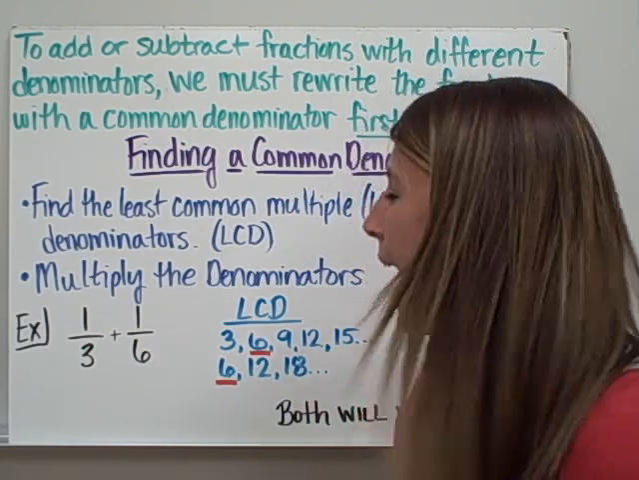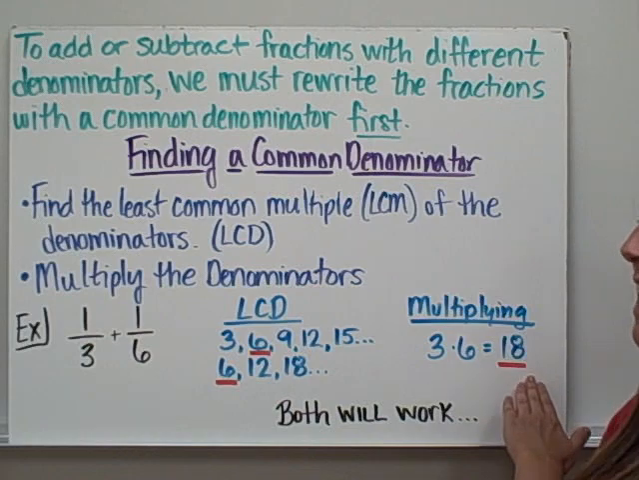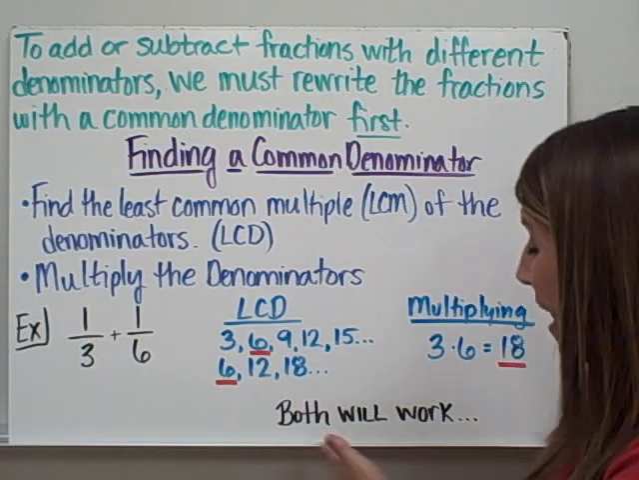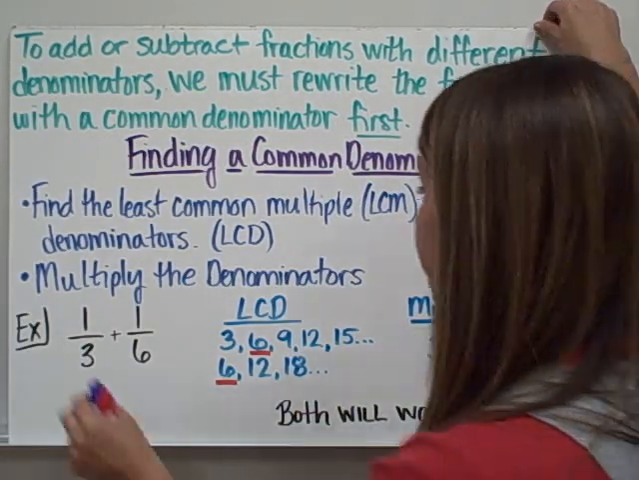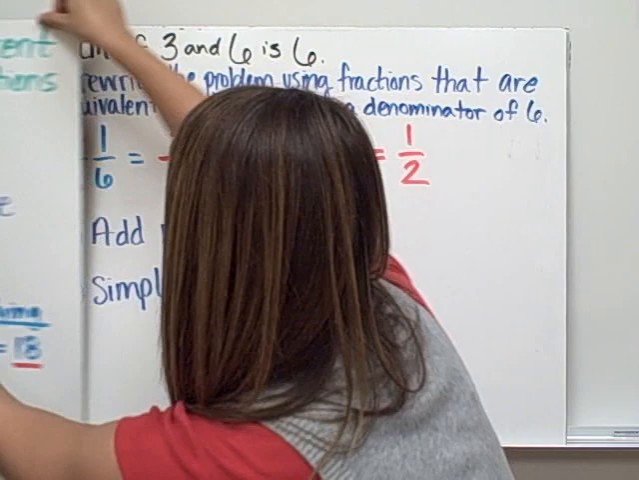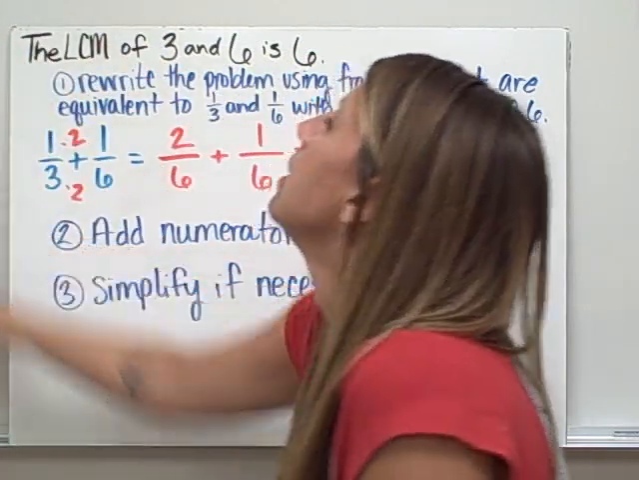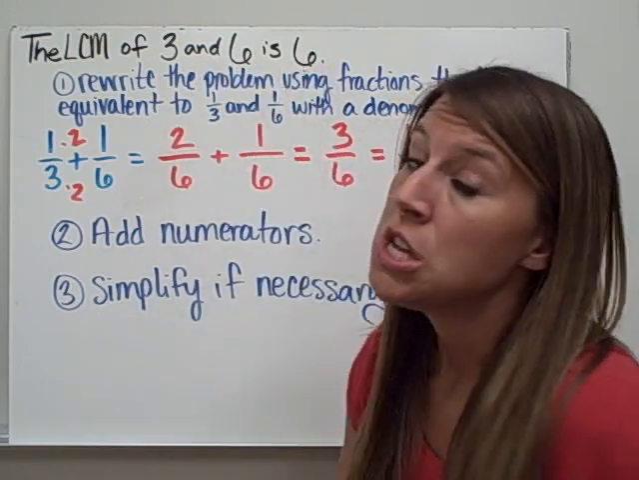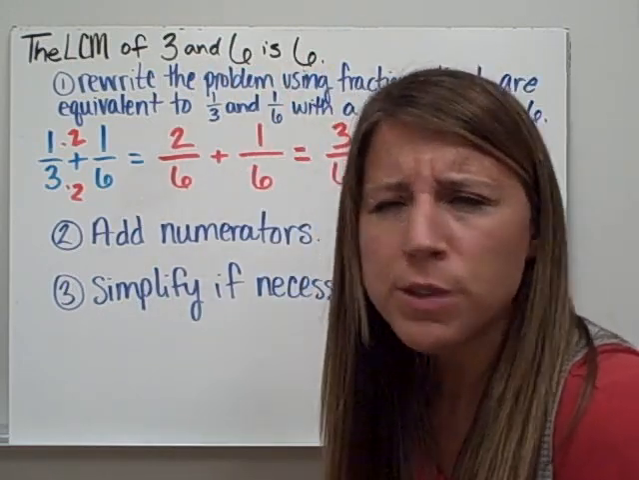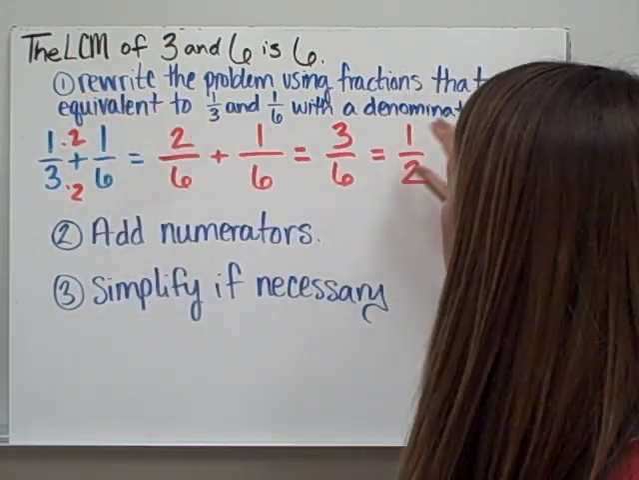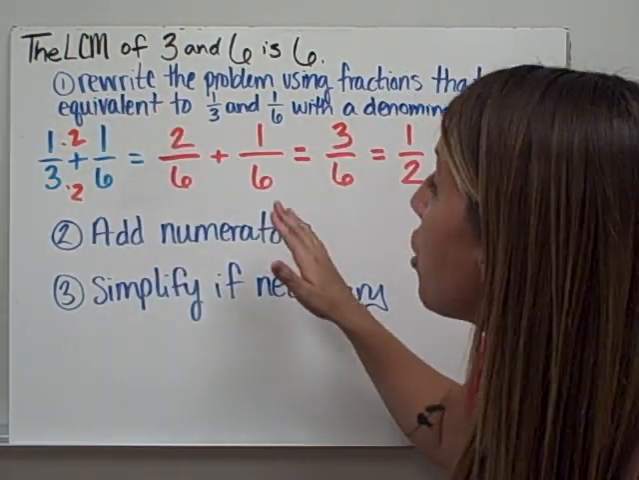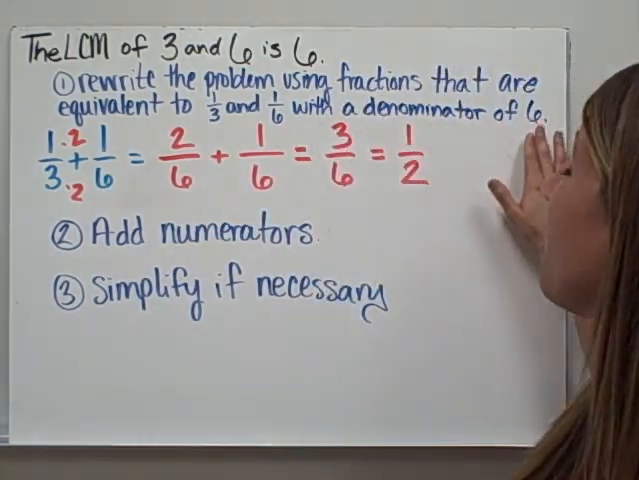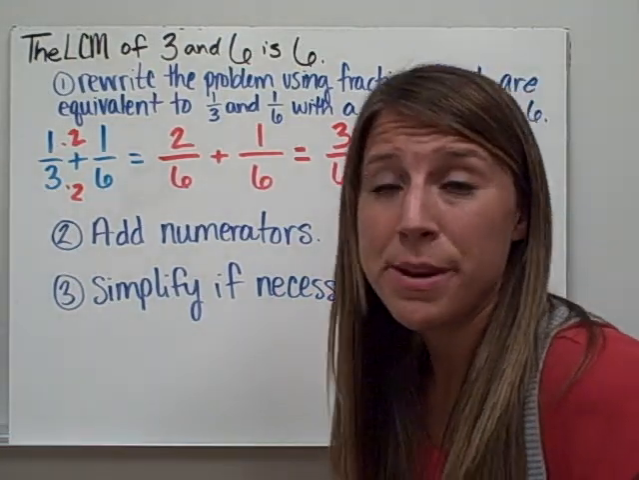But if I were to multiply 3 and 6, I would get 18. 18 is not the least common denominator, but if I wanted to work with 18, it would still work. Now, we've already discovered that the least common multiple of 3 and 6 is 6. So in order to use that, we have to follow a few steps. You rewrite the problem using fractions that are equivalent to 1/3 and 1/6, because we want to maintain the value of those fractions, with a denominator of 6, which we already said is our least common denominator.